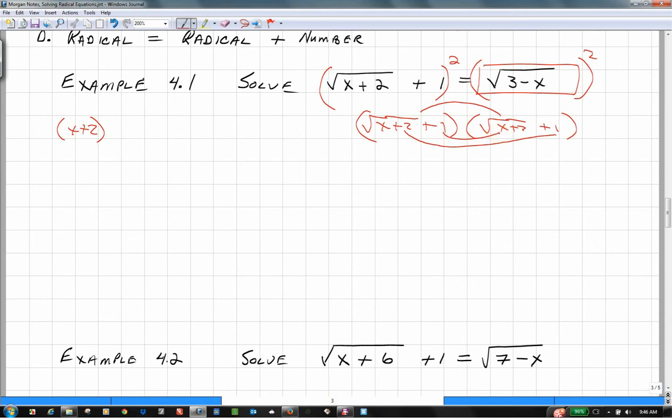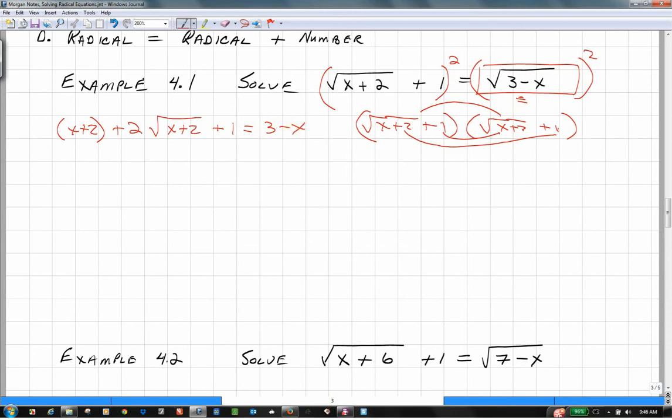So what I'm really going to have is 2 times the square root of x plus 2. I have 2 square roots of x plus 2 when I do that. Then my last step is simply taking this plus 1 times the plus 1 to give me plus 1. And of course, that's going to be equal to this 3 minus x squared over here. The square root of anything squared is simply going to be 3 minus x. Okay, so I'm starting to get my equation simplified.